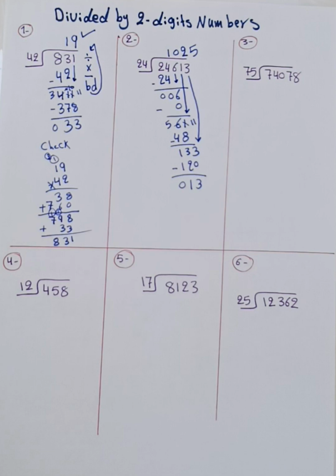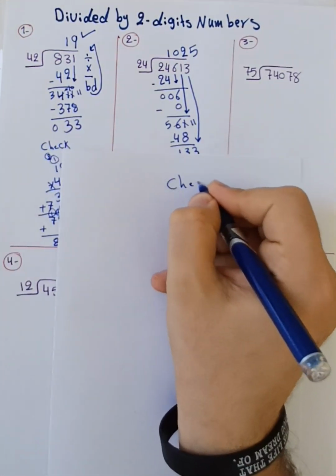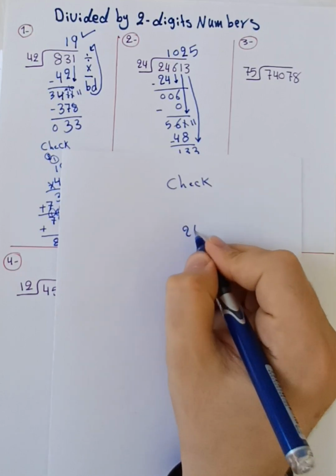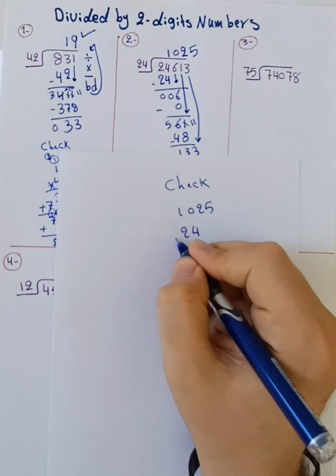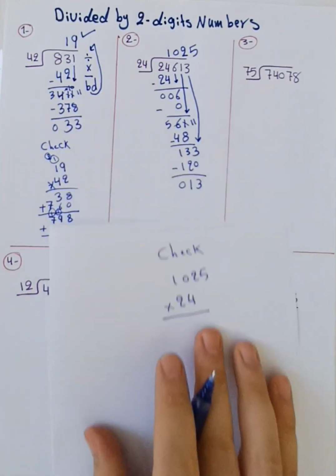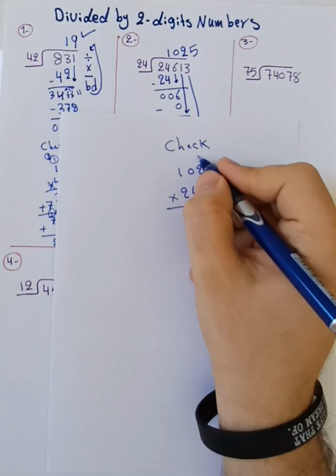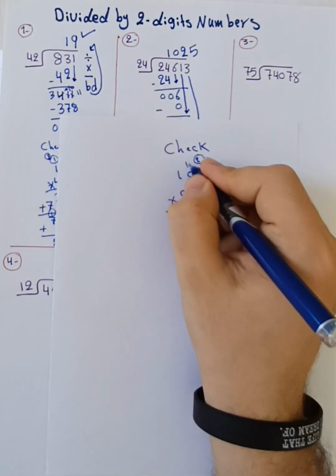So the quotient is 1025 and the remainder is 13. And then we can check. You have to multiply 24 by 1025. 4 times 5 is 20. 4 times 2 is 8 plus 2 is 10. We have to regroup.